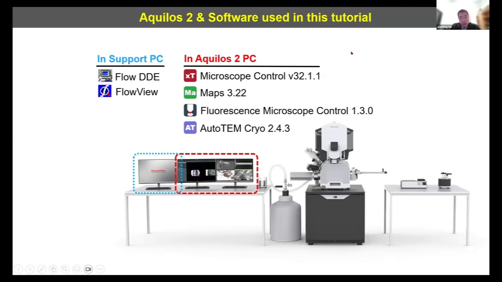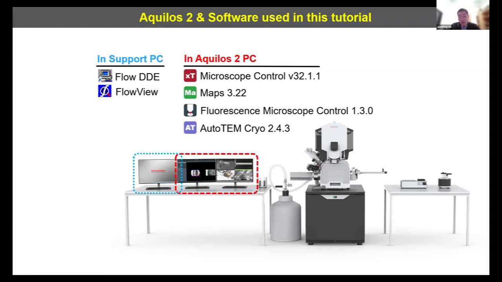Before we introduce the preparation of the instrument, here I want to briefly talk about the computers of the Arctis 2. In most facilities, the Arctis 2 is configured with two computers, the support PC and the Arctis 2 PC. The support PC has software with which you can control the nitrogen gas, which is used to cool down the cryo stage where you put the sample. Another advantage of the support PC is that it has internet access.